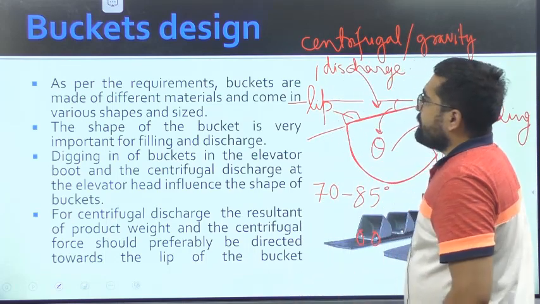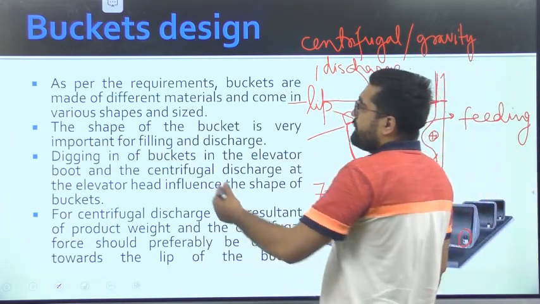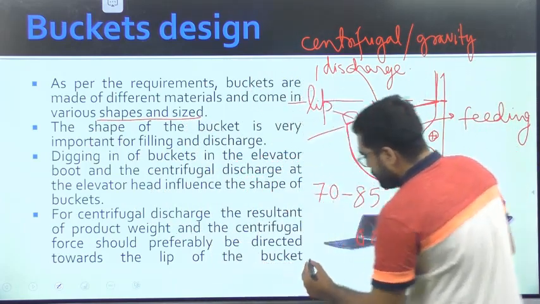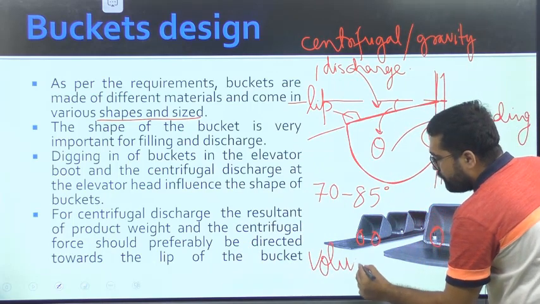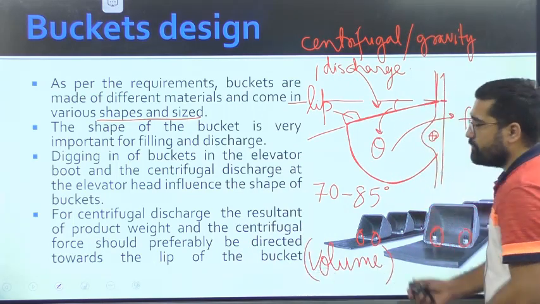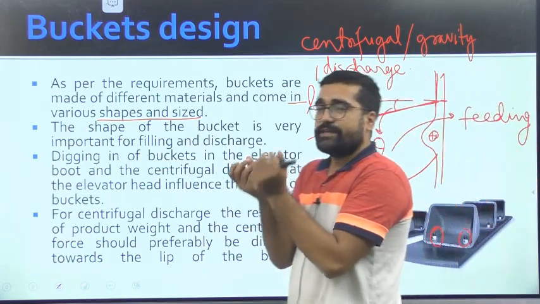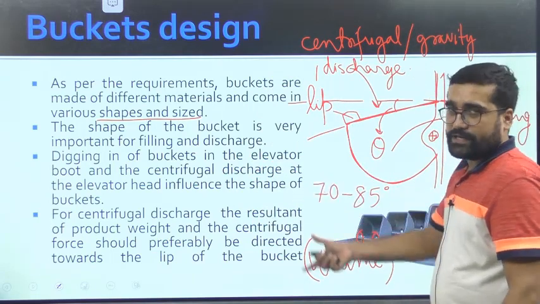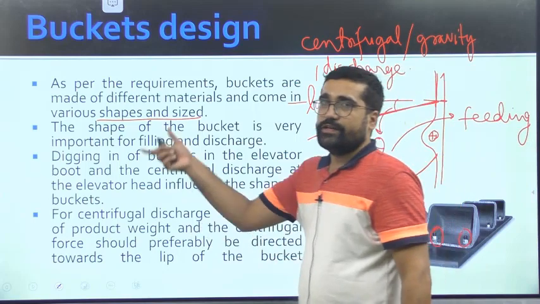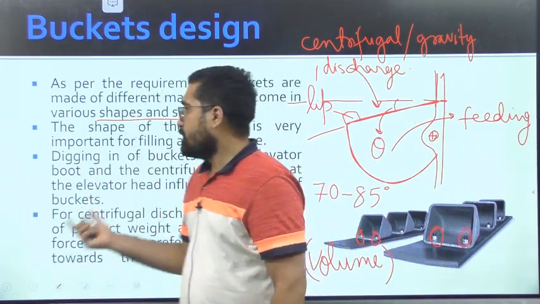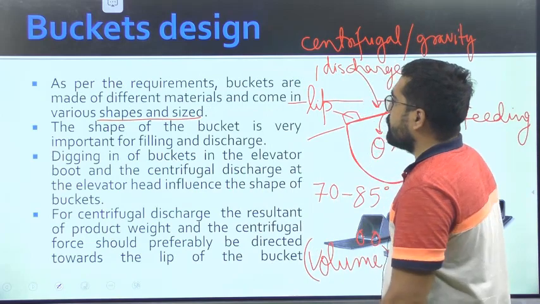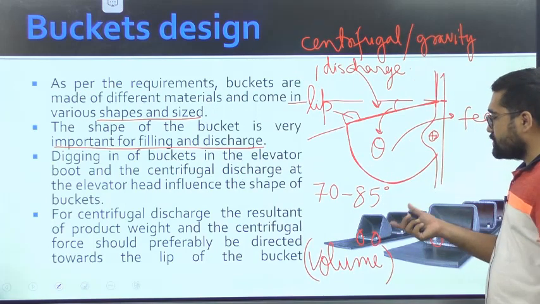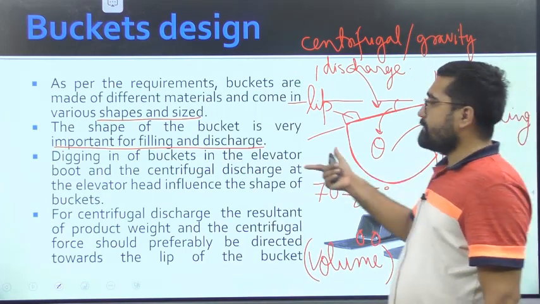Whenever we are designing a bucket, we have to see the shape and the size of the bucket. We have to design for the volume. We will consider the volume of one bucket. Suppose a bucket is carrying 1 kg of sugar or 1 kg of material; then from the density of the material we will find out the volume of that bucket, and we will use that volume further in designing the capacity of the bucket elevator. The shape of the bucket is important for filling and discharging, so a particular shape should be good for both filling and discharging.